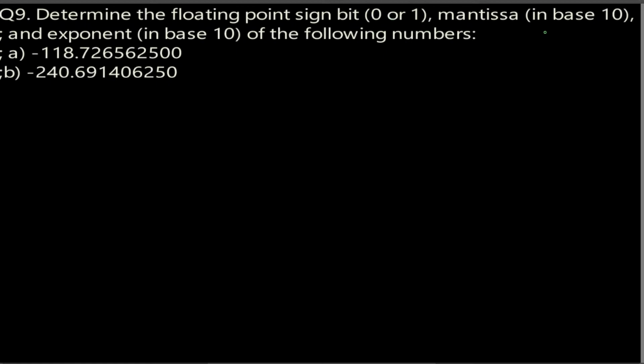0 or 1, Mantissa in base 10, and exponent in base 10 of the following numbers. Here we have two negative numbers. Let's do them one by one. Let's look at the A part. In the A part, we have negative 118.72562500, and this is a negative, so the sign bit is going to be 1.